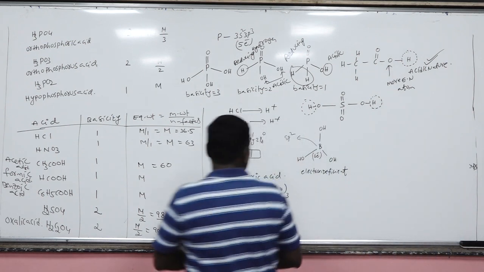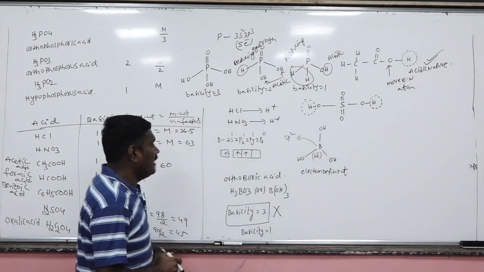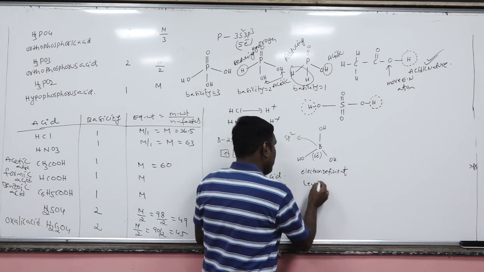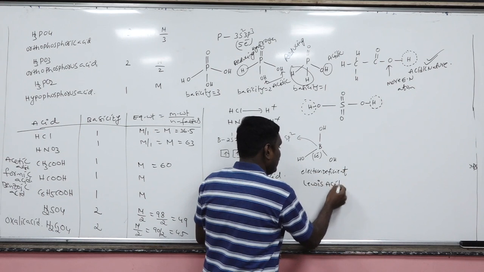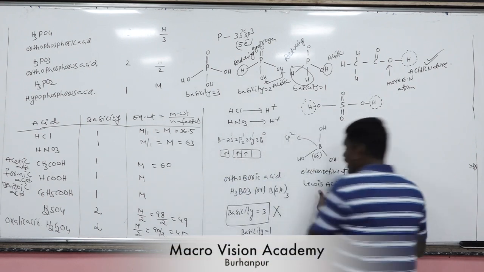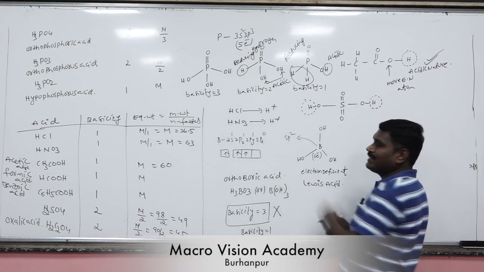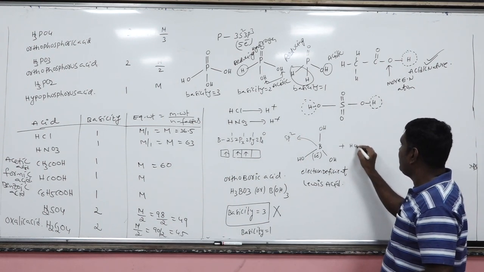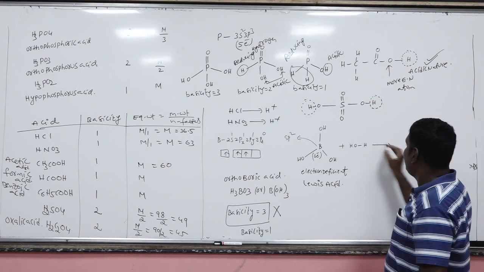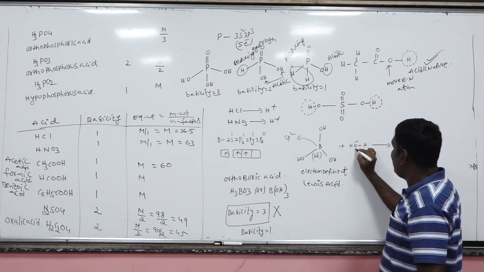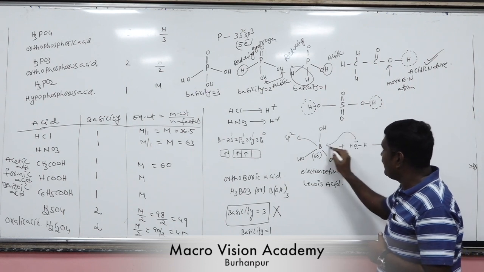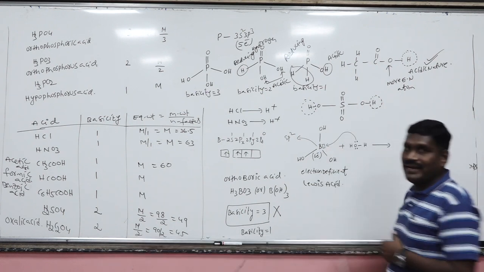In organic chemistry or in chemical bonding, we know an electron deficient species is referred to as a Lewis acid, an electron pair acceptor. It can accept an electron pair in order to complete its octet configuration. Yes or no? That's why, in boric acid, what happens? It accepts the lone pair of electrons from water to accommodate in its vacant orbital.